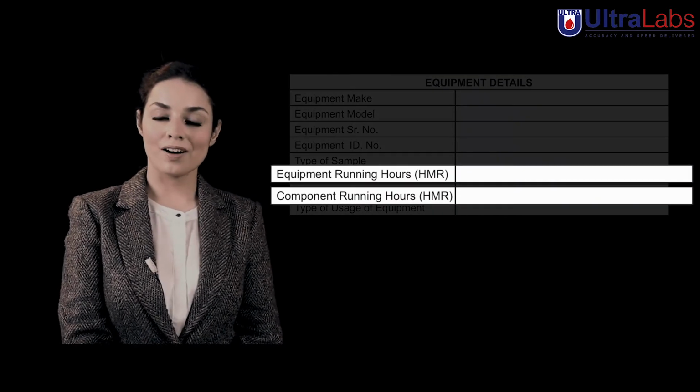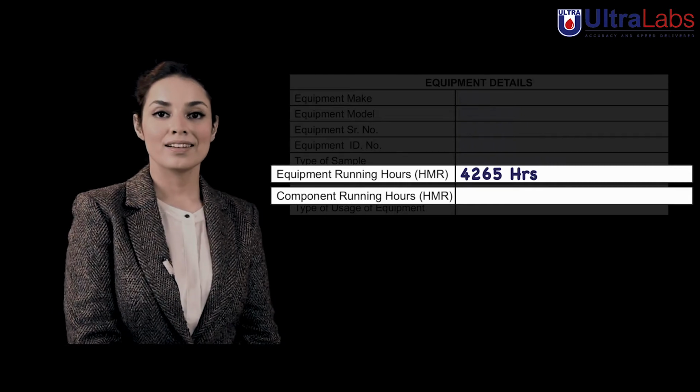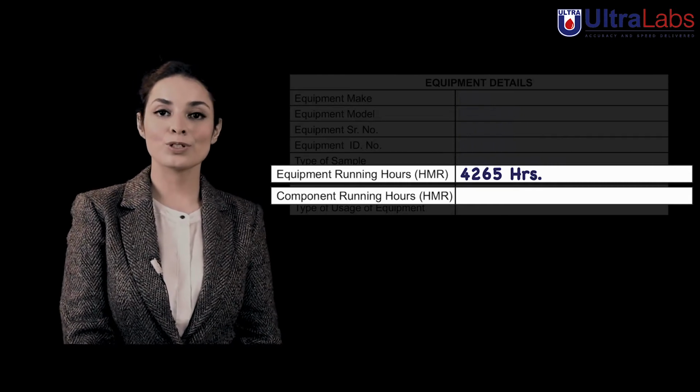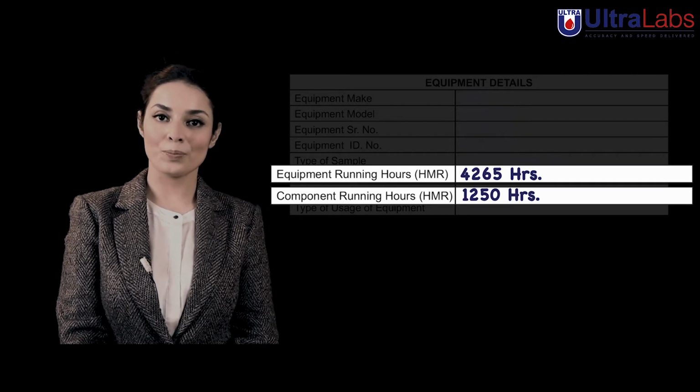In case of travel and swing device, mention the position of the device, that is RHS or LHS. In case of axle, mention front or rear. Equipment running hours denotes the total running hours of the machine. Component running hours denotes the total running hours of the component where the sample is being taken from.